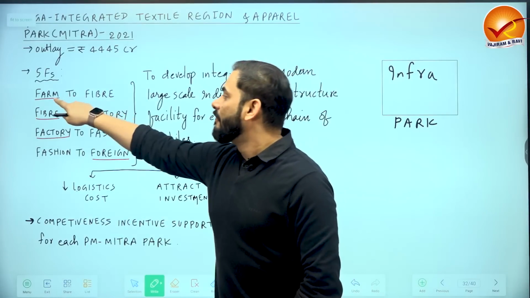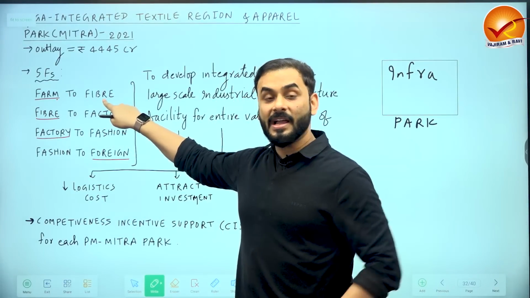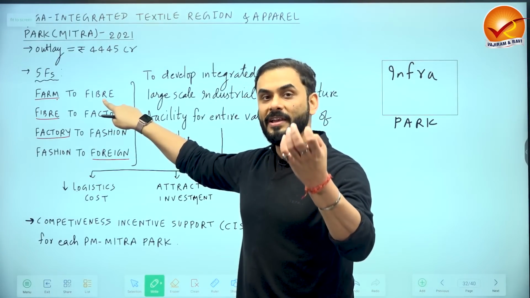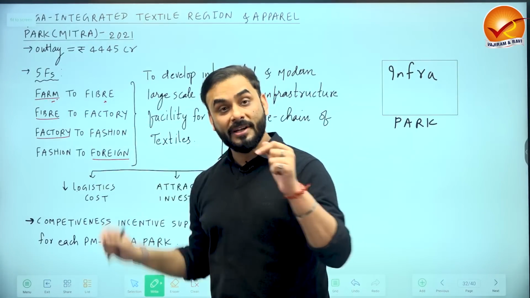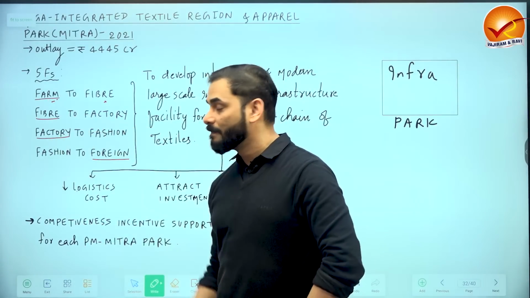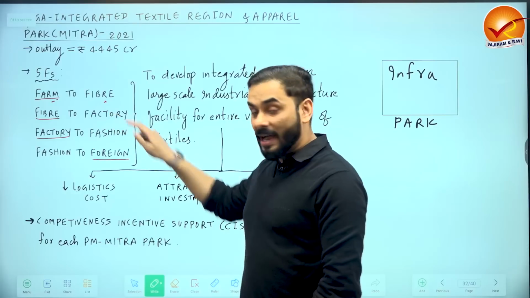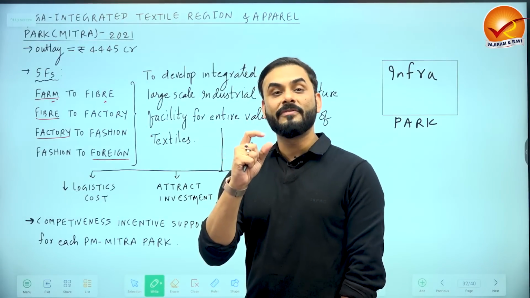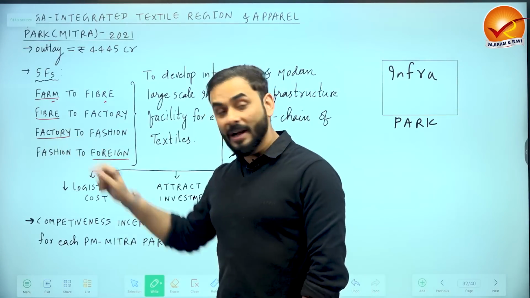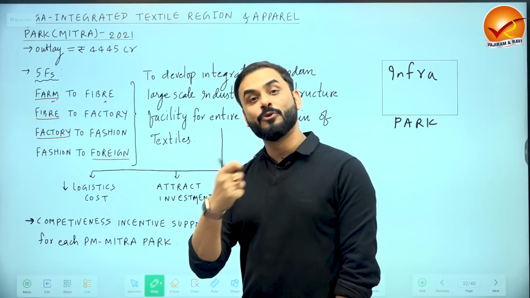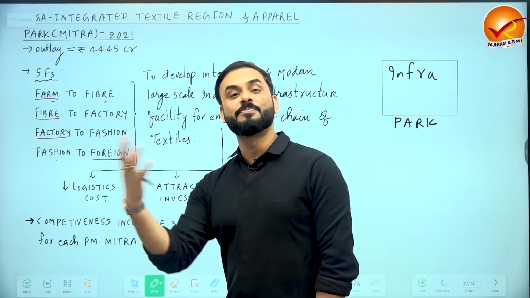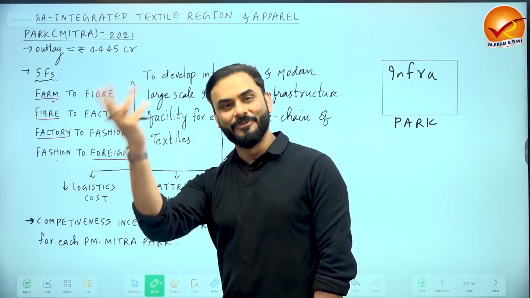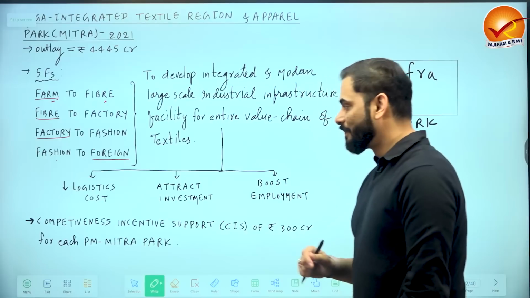What is 5 F? Farm to fiber, which means, I'll give you an example. Suppose cotton. Cotton is cultivated by the farmer, so farm. Fiber means cotton will be converted into fiber. Then fiber to factory. So where do you take the cotton fiber? Factory. In the factory, what happens? Fibers are converted into clothes. So fashion. And when you convert it into clothes, then you export it. You sell it in the market. So foreign. So these 5 Fs.